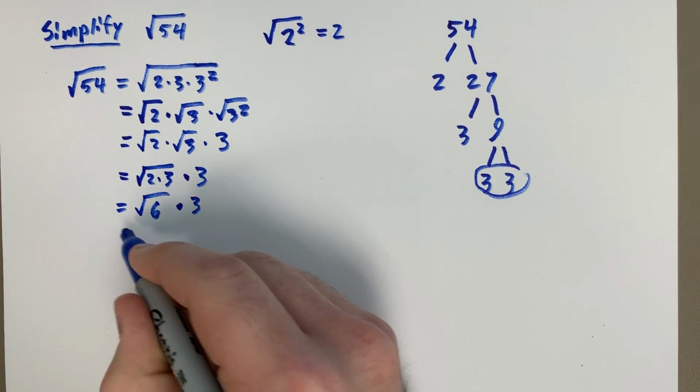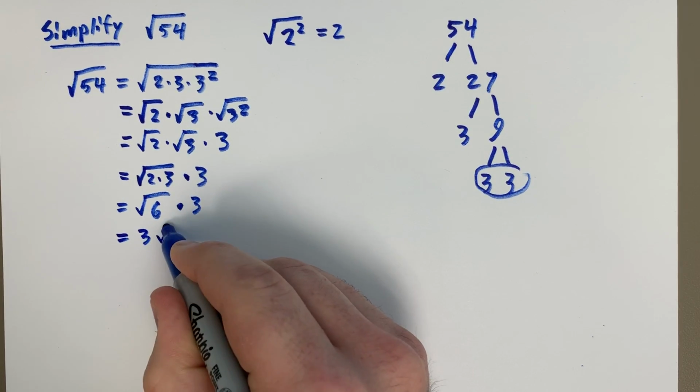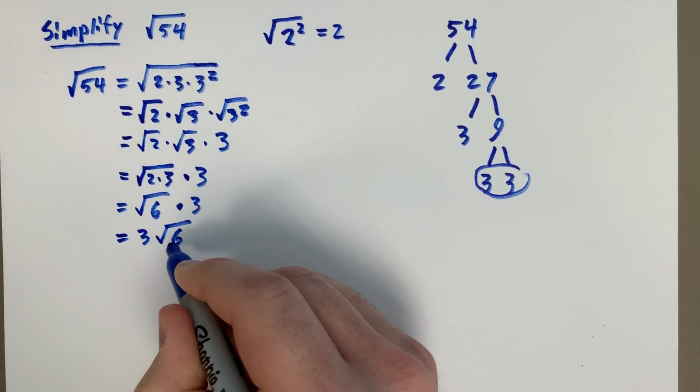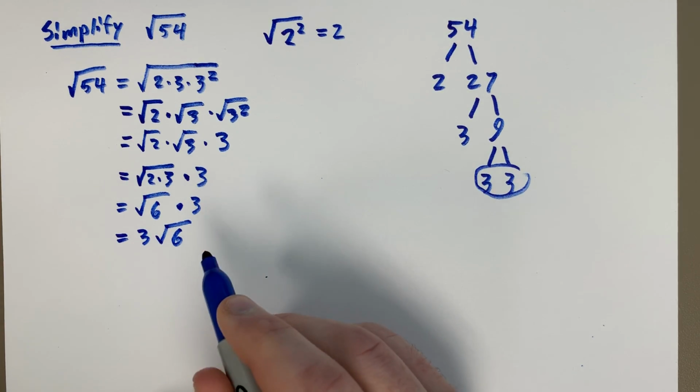Okay? If you want to rearrange this, you could put the 3 out in front. This is kind of what I typically do. So you have 3 times square root of 6. So at this point, this example is done.